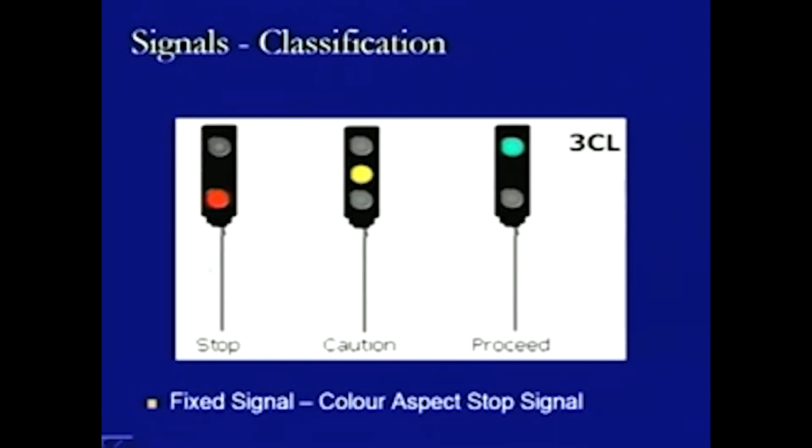Sometimes we will find that the signals are just having 2 colors and sometimes they have 3 colors. In that condition, the central color will be yellow or amber in color, and that defines the caution. That means, if it is there, the train has to move at a restricted speed till the green color is being provided or the green color comes on the signal.